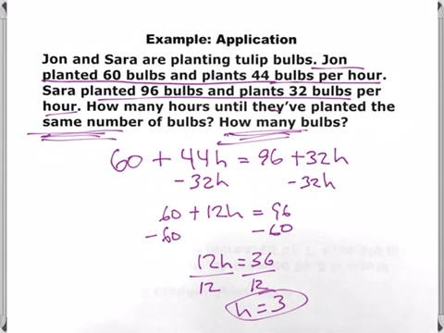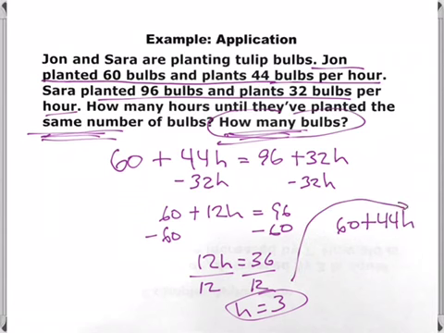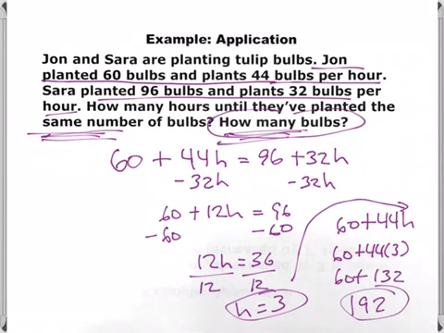The last part of the question says how many bulbs. So we need to know how many bulbs that would be. The easiest way to figure this out is to plug it into one part of the equation. So take one of the expressions, like 60 plus 44h, and we're going to plug this in for h. So that becomes 60 plus 44 times 3. And when we evaluate that, we get 60 plus 132, which gives a total number of bulbs as 192. So the total bulbs planted in 3 hours would be 192.